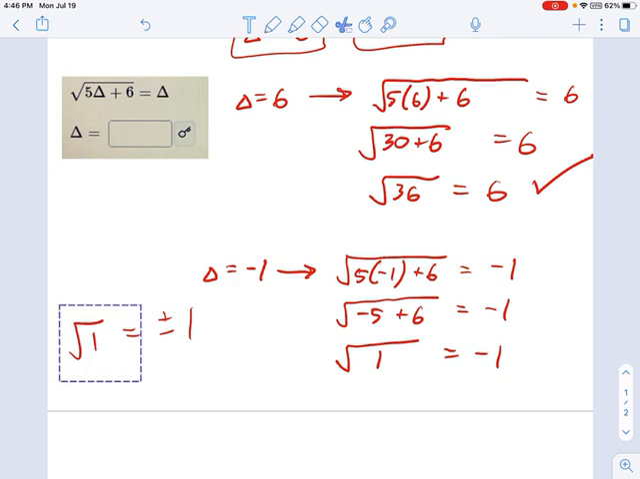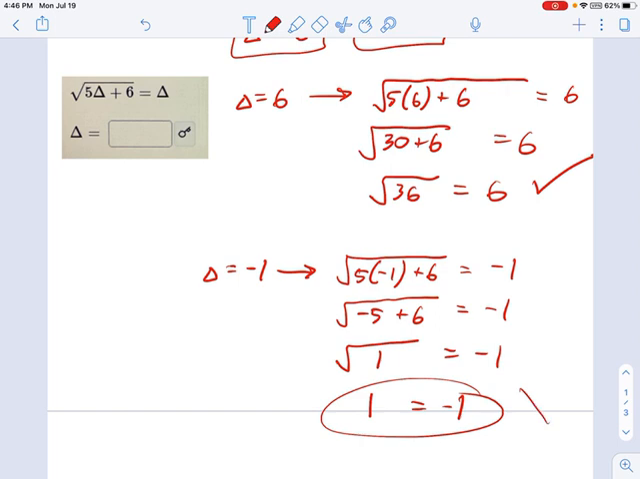But that's not really what the equation is saying. Take a close look here. What this thing says is the positive square root. That's what's written there. It doesn't say the positive or negative square root, right? It's not plus or minus. That's not the case here. This equation says the positive square root. And when I take the positive square root of 1, it's 1. And that does not equal negative 1. So that is a big old extraneous solution. That's the word we use for these things.